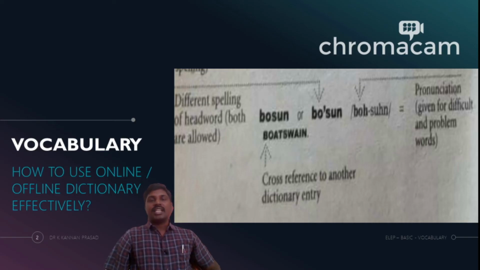This is the last word we will be seeing for the print dictionary, and then we will move on to the online dictionary and how to use an online dictionary effectively. You could see that the head word is given here and another word which is separated by the word 'or' is given here. Both of them are similar words, but the second word uses an extra apostrophe over the letter O. Now you use the guide of the dictionary, it says that different spelling of head word, and in brackets it says both are allowed.